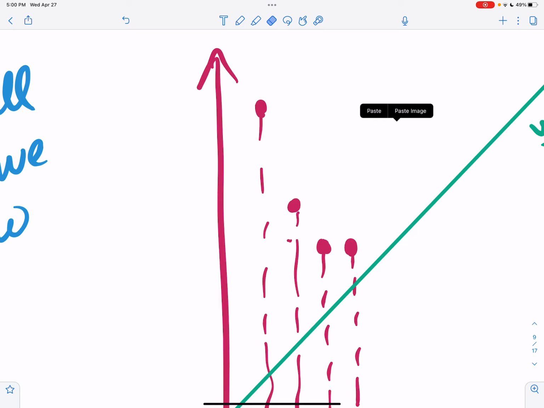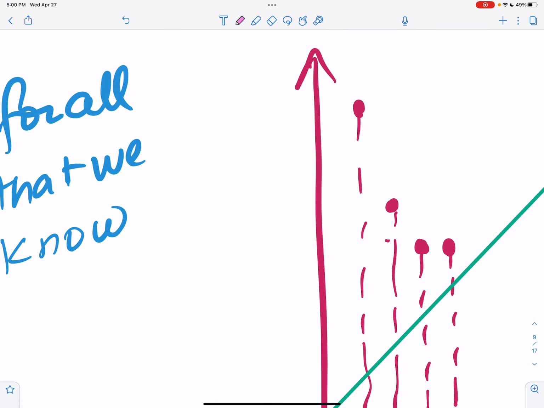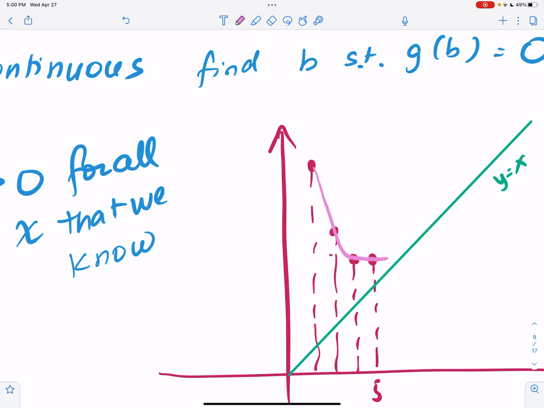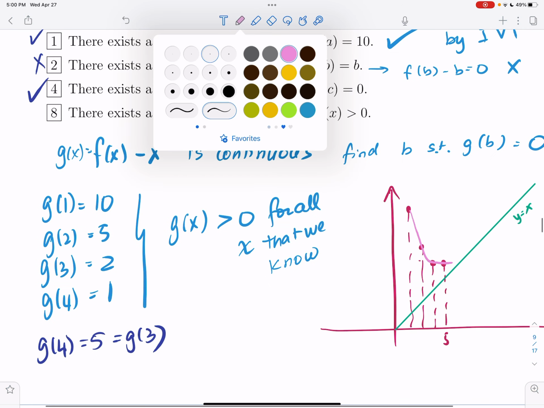It could just be that the function smooths out before it reaches 3 and then is flat over there. So it could be something like this. And you still have that the function is differentiable, and there is no point where the derivative is positive. So we can't guarantee that as well.